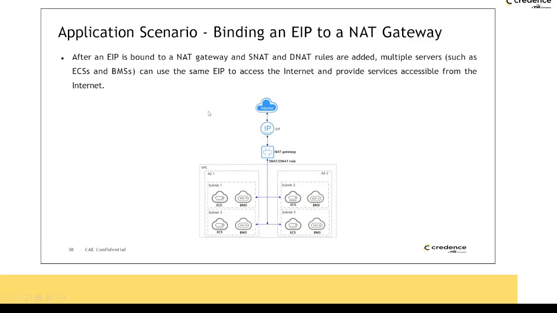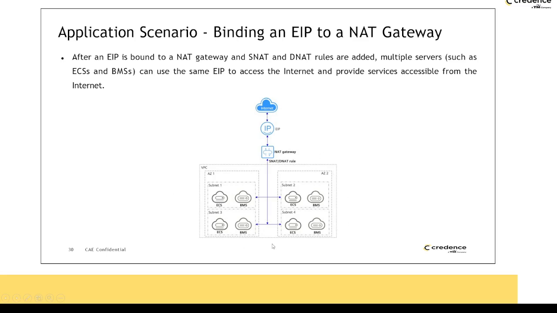Okay, so let's say we want to bind EIP to a NAT gateway. Okay, so EIP can also be bound to a NAT gateway, and SNAT and DNAT are added. So what is SNAT? SNAT means source network address translation, and DNAT refers to destination network address translation. Okay, multiple servers such as ECS, Elastic Cloud Server, and BMS, bare metal server, can use the same EIP to access the internet and provide services accessible from the internet.